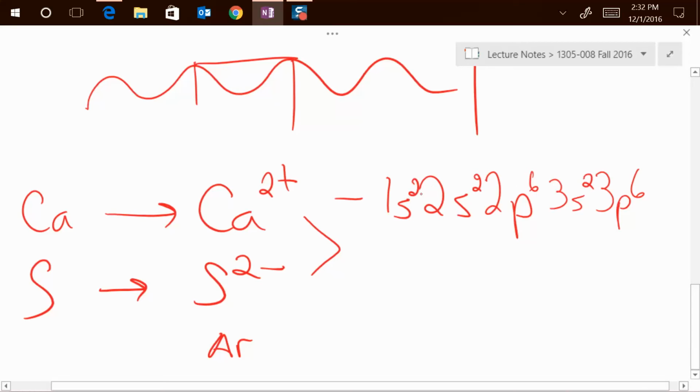Sodium would not go to argon, it would go to neon because it loses an electron. It's a metal. Metals lose electrons.